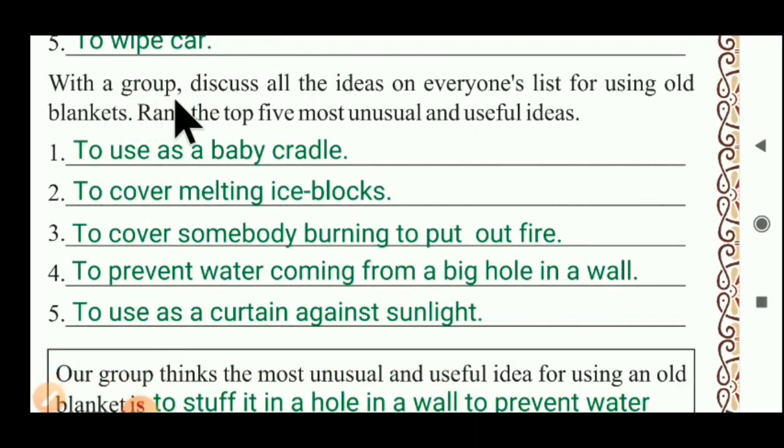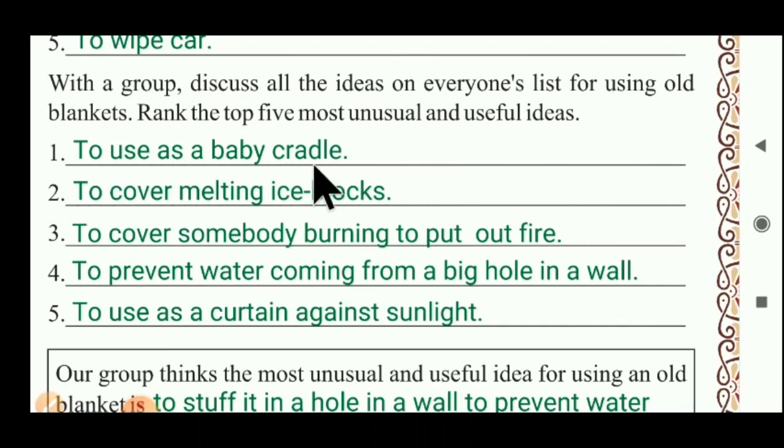Now what do we have to understand next? With a group, discuss all the ideas on everyone's list for using old blankets. Discuss all the ideas that emerge in your mind and your classmates' minds about using old blankets. Rank the top 5 most unusual and useful ideas. You have to make that list. First of all, write the top 5 unusual and useful ways to use that blanket.